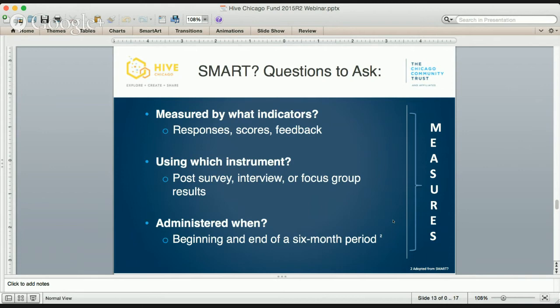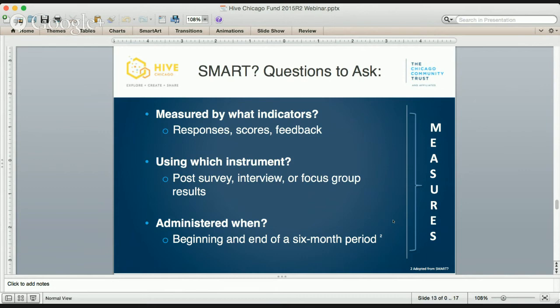On to the next. So this is outcomes and measures. Questions that you can keep in mind also in terms of SMART. There's an outcome section within the application, then there's also measures. Measures is how you're tracking or measuring what your outcomes are. So think about, what is it measured by, what indicator? Is it responses? Is it scores? Is it feedback? What tool are you using, in some way?